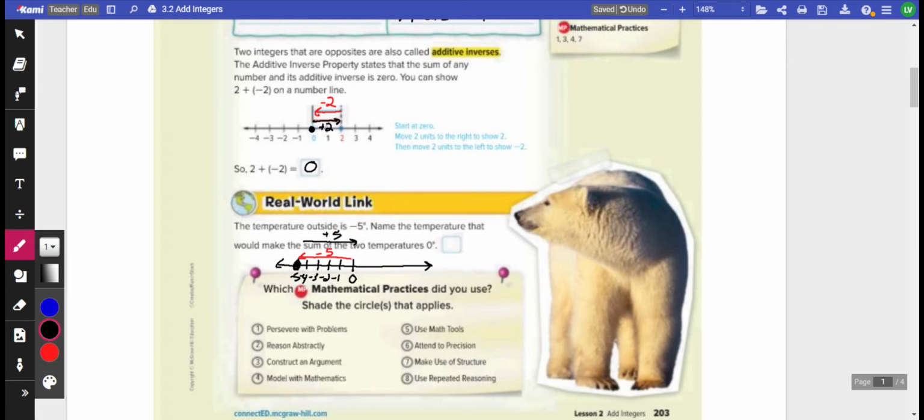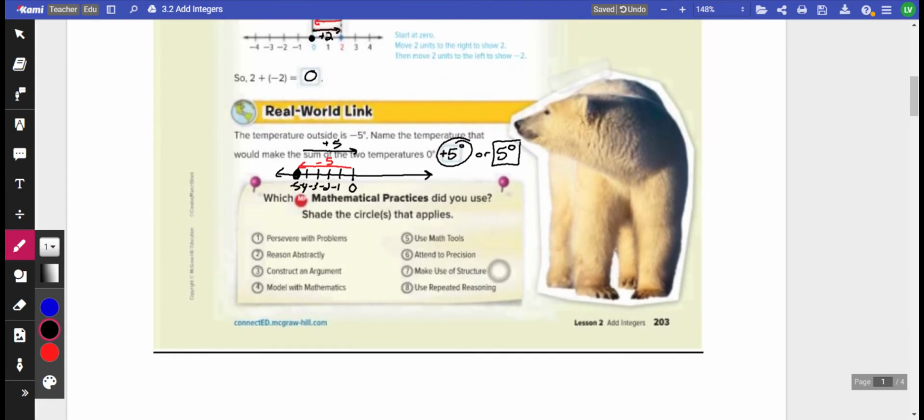So what would make the sum of the two temperatures 0 degrees? It would be adding 5 degrees. Or you could just write it as 5 degrees. Without having the plus sign in front, that indicates that it is adding, or that's a positive number.